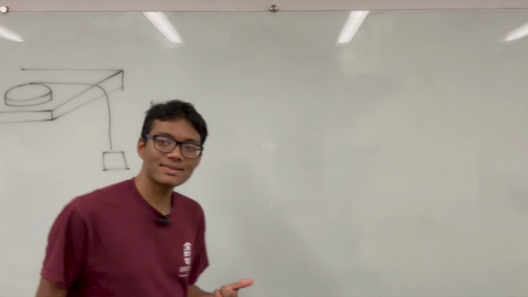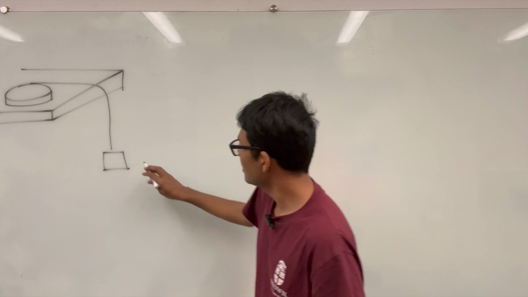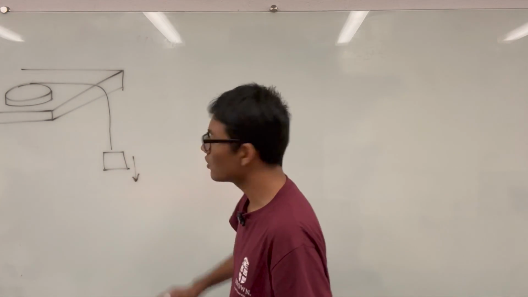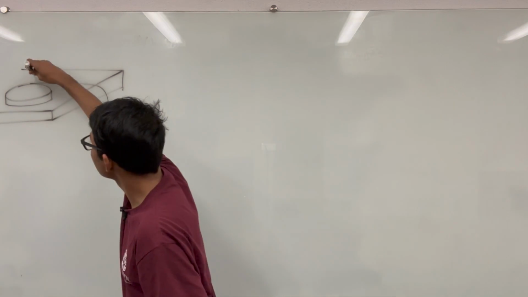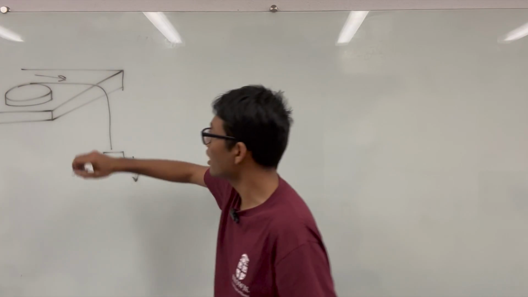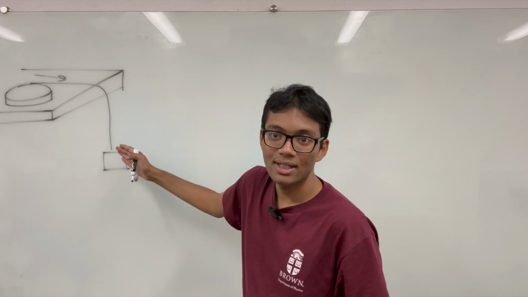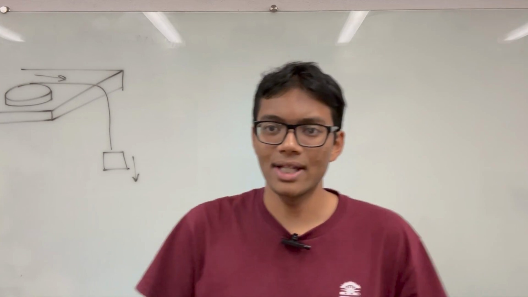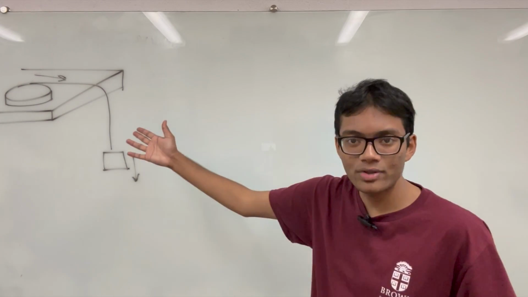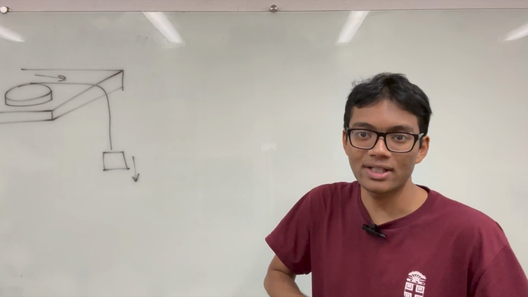So in a sense, this problem is kind of like Atwood's machine. As the spool of wire unfolds, the weight is going to fall down. So as the coil of wire unfolds in that direction, the mass is going to fall down. Okay, so that's the basic picture. Now let me put some parameters on this problem and explain what we're trying to find.